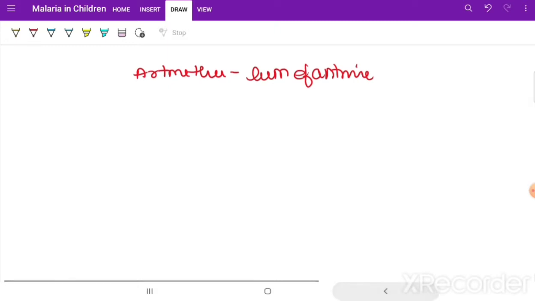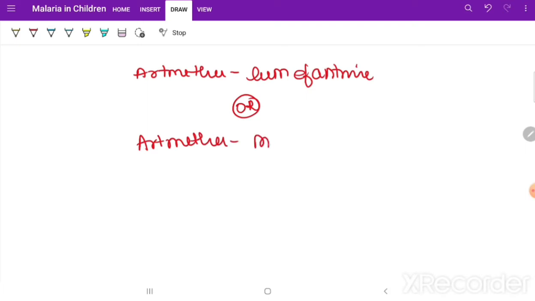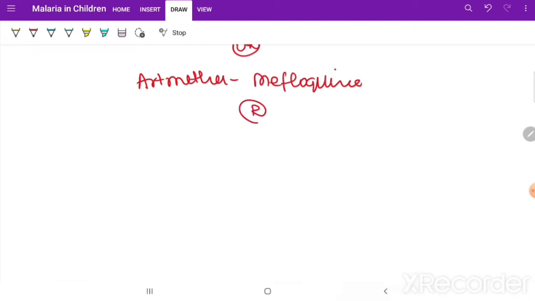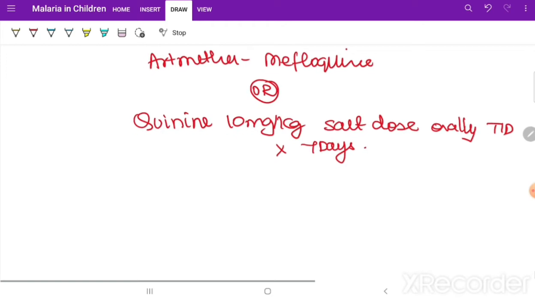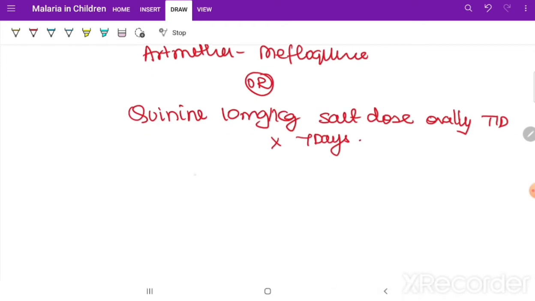Okay, or you can go for artemether mefloquine combinations which are available. Or you can go for quinine, which is 10 mg per kg salt dose. It's not the base, it's salt dose, orally, TID. For how many days? For 7 days. Okay, if the child develops synchronism, you can give only for 3 days. Synchronism you give only for 3 to 5 days.